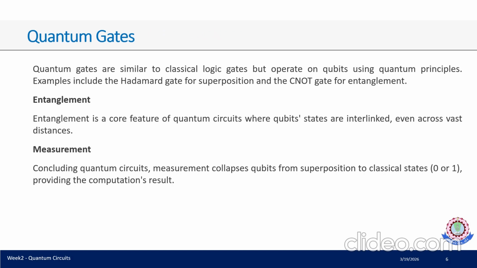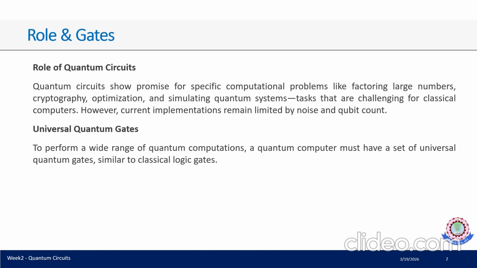Quantum gates. Quantum gates are similar to classical logic gates but operate on qubits using quantum principles. Examples include Hadamard gates for superposition and controlled gates for entanglement. We all know what entanglement and measurement are. Entanglement is a core feature of quantum circuits where qubit states are interlinked even across vast distances. Measurement is concluding our quantum circuits. Measurement collapses qubits from superposition to classical states 0 or 1, providing the computational results.